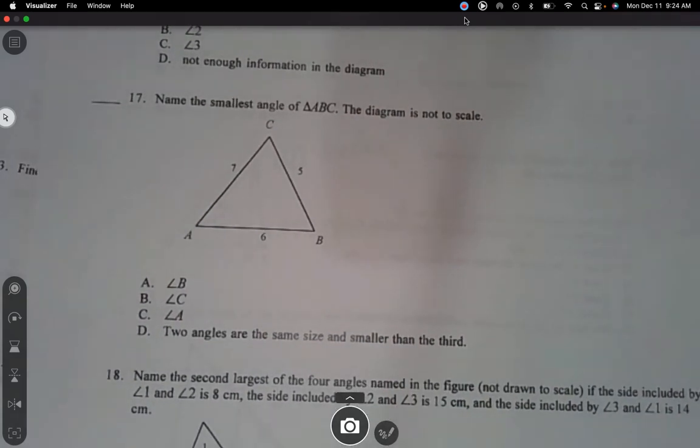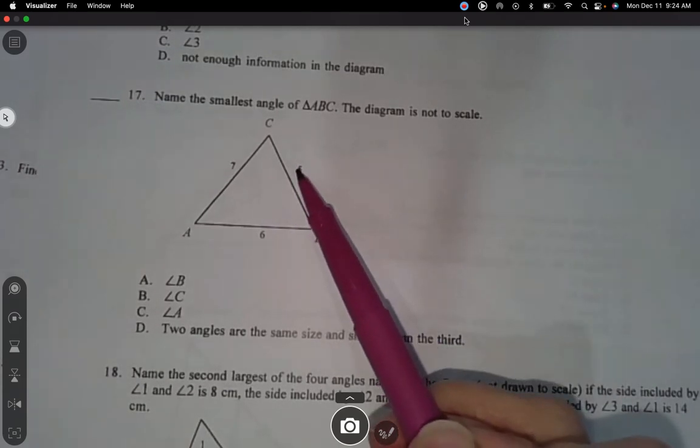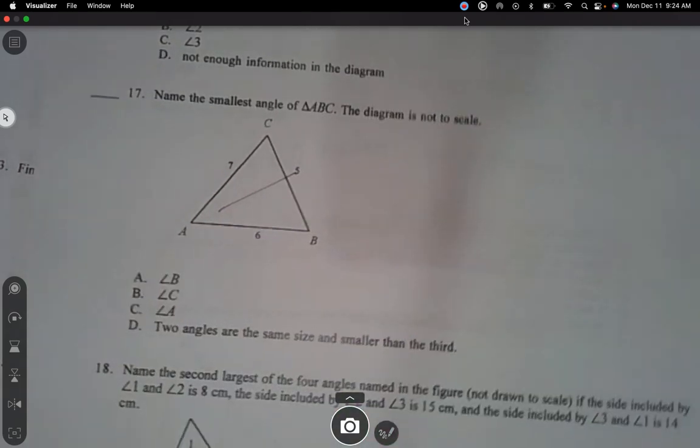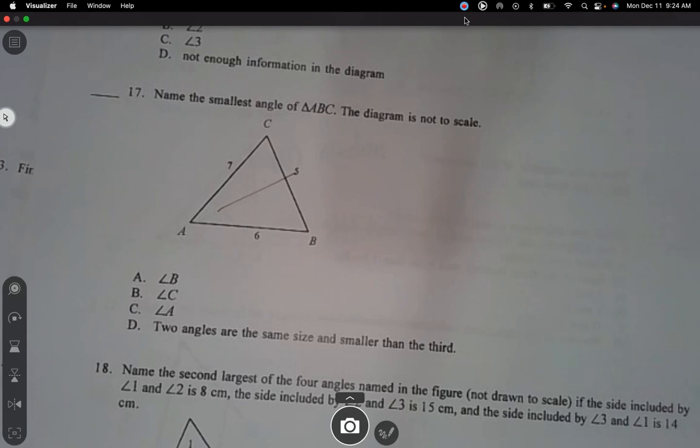All right. Number 17. What's the smallest angle? First of all, what's the smallest side? 5. So what's that angle? A. Would it not be D? So it's A? I guess not. Never mind. It's A. I'm sorry. No. It is angle A, which is answer choice C.